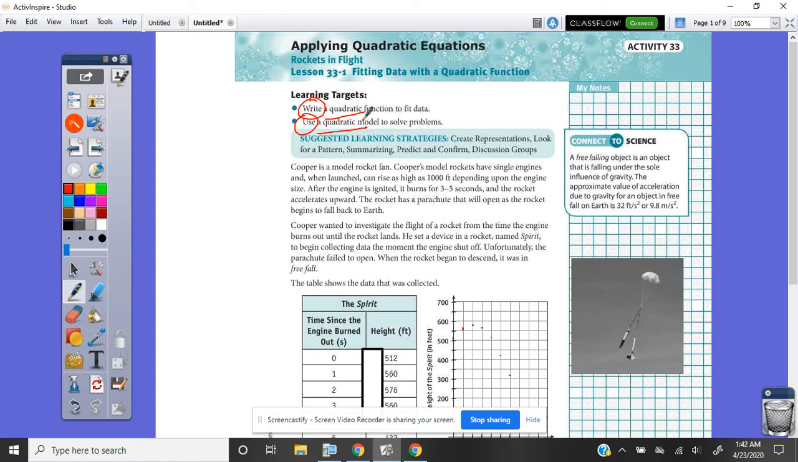All right, we're talking about a model rocket. So I'm just going to skim over the information that's given to us in these paragraphs. Cooper has a model rocket, and he has certain ones that can rise up to 1,000 feet, depending on the engine size. After the engine is ignited, it can burn for 3 to 5 seconds, and then it accelerates upward. It has a parachute that will open as the rocket begins to fall. So Cooper wanted to investigate the flight of this rocket from the time the engine burns out until it lands. He set a device in the rocket named Spirit, and that begins to collect the data from the moment the engine shuts off. Unfortunately, the parachute failed to open, so when the rocket began to descend, it was in free fall.